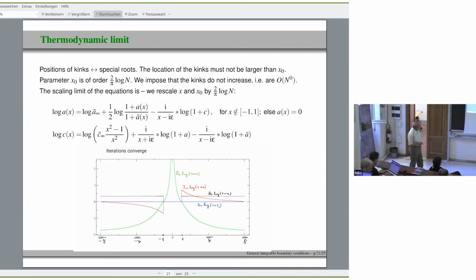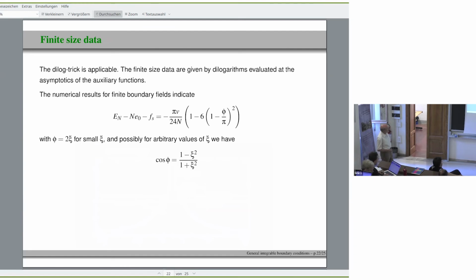What I want to point out here is that the function little c diverges at x equal to 0. But the physically interesting function log of 1 plus a is a little bit like before, but it shows a jump at the points plus minus 1, which correspond to these log n points after the rescaling. And what we need to know for the finite size data are the limits on the left and on the right. Inserting that gives this.